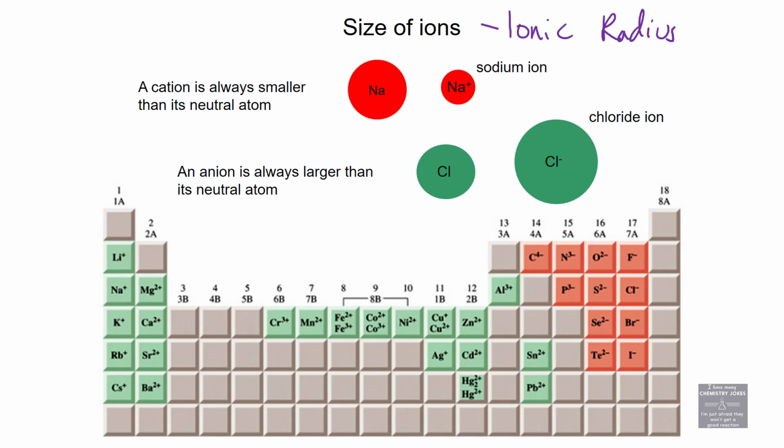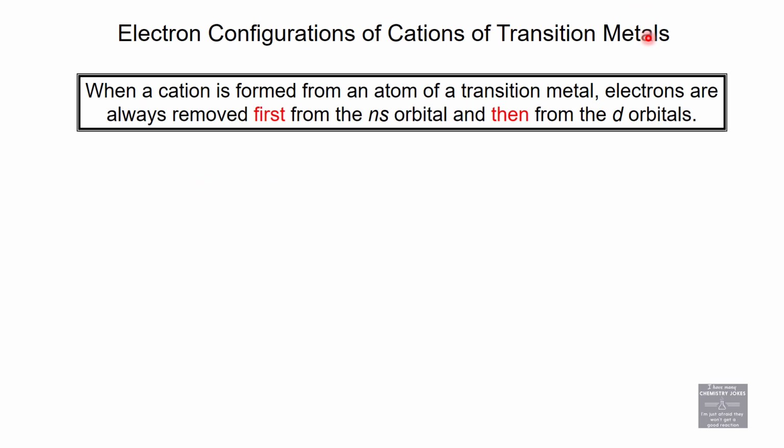So now that we've talked about electron configuration and how it affects atomic radius, we need to talk about how electron configuration changes when you add and subtract electrons. Where do those electrons come from? If you're removing electrons, where do they come from? Transition metals, that's the D block of elements, remember. When you form cations out of transition metals, you always remove from the S subshell before the D subshell.